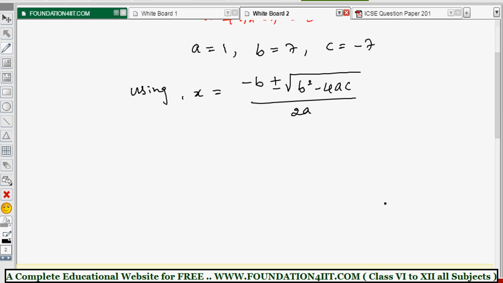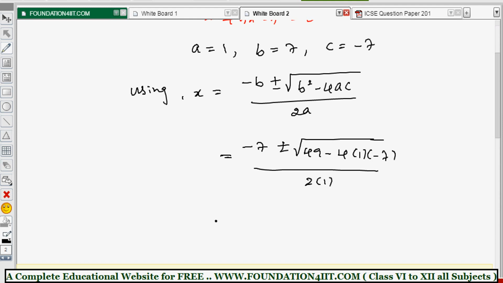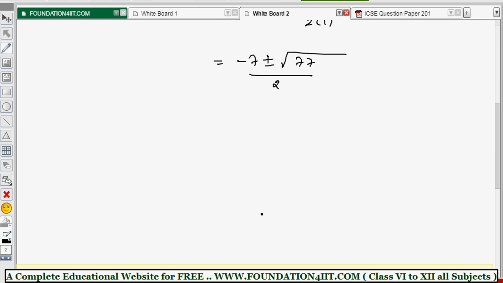Just substitute a, b, c values in this. So minus 7 plus or minus root b square. So 7 square is 49 minus 4ac, c is minus 7, by 2a. So 2 into 1. So minus 7 plus or minus 49 minus of 7 4s are 28, so 49 plus 28 is 77, by 2. Now we can write in simplest form.